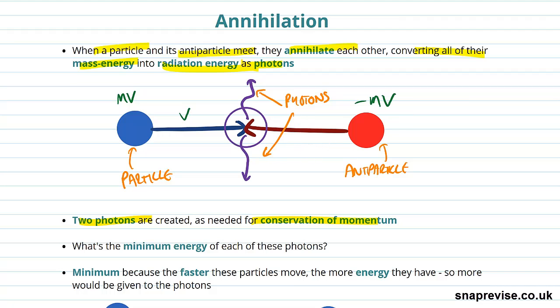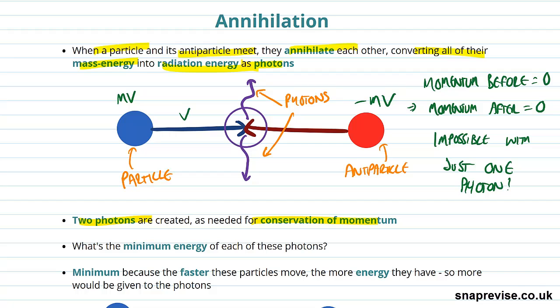And to have a situation afterwards that would also have 0 momentum, you can't have that with just one photon. You must have two photons produced. So just to sum that up, if our momentum before is 0, that implies that our momentum afterwards must also be 0, and that's impossible with just one photon. So that's why you have to have these two photons produced, travelling in opposite directions to make sure that the total momentum afterwards is also 0, just like it was before.